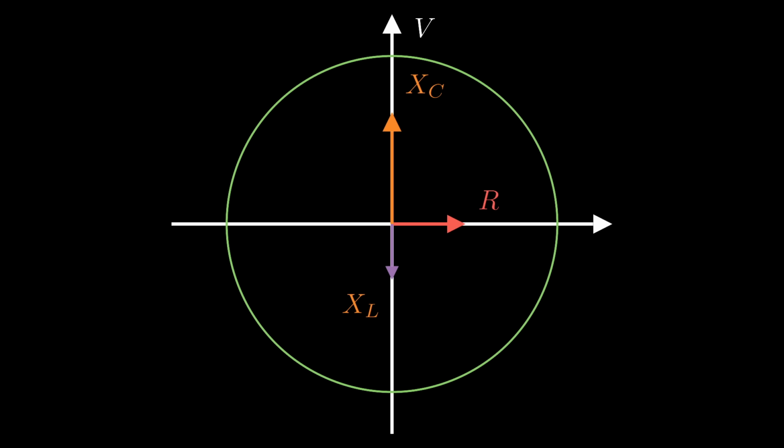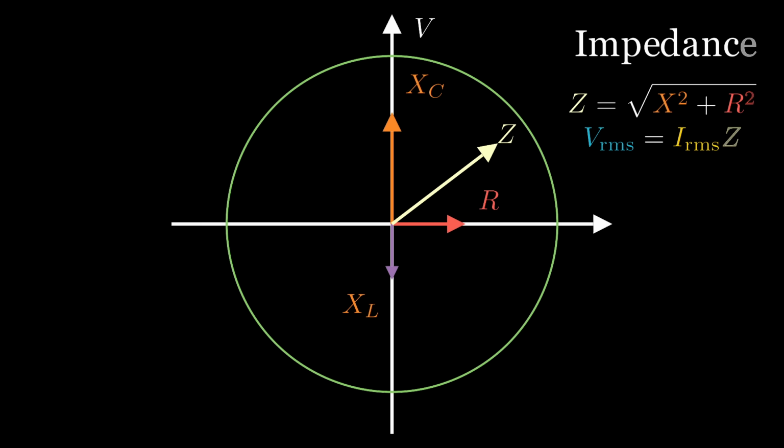If we have a resistor, a capacitor, and an inductor in series, we can add them up and get the total impedance like this. It's the same thing as before, except now we have to subtract the reactance from the inductor, since it points in the opposite direction of the capacitor.